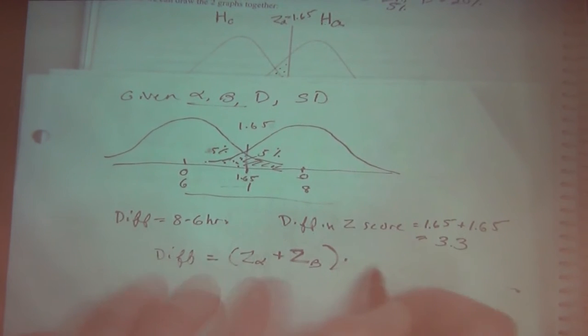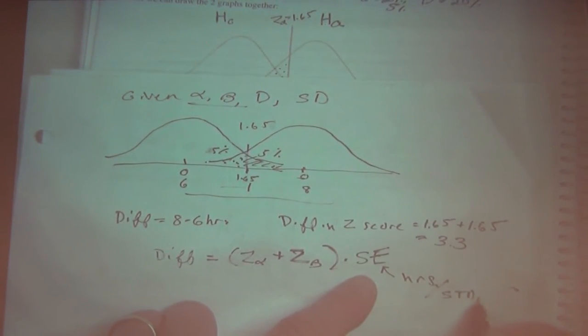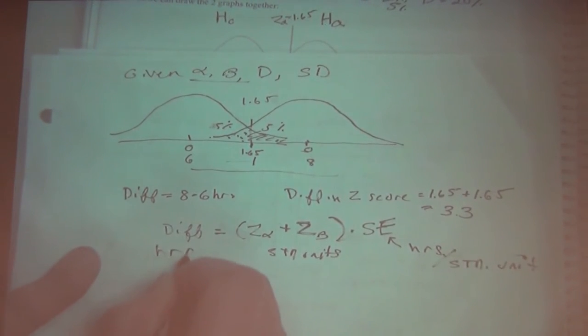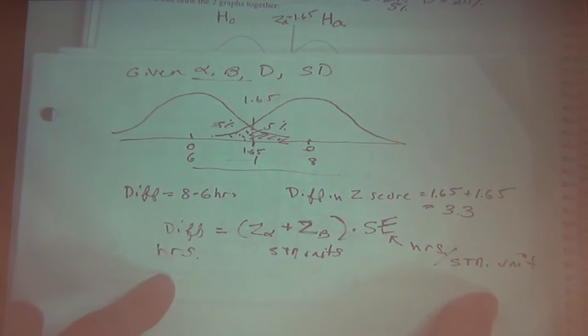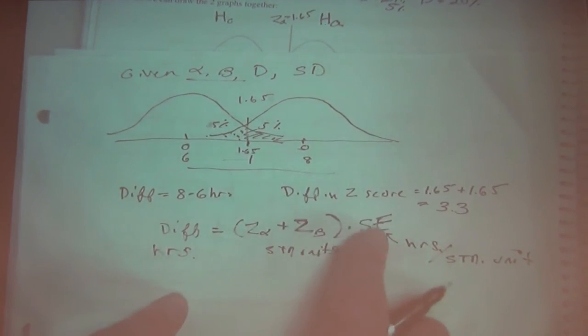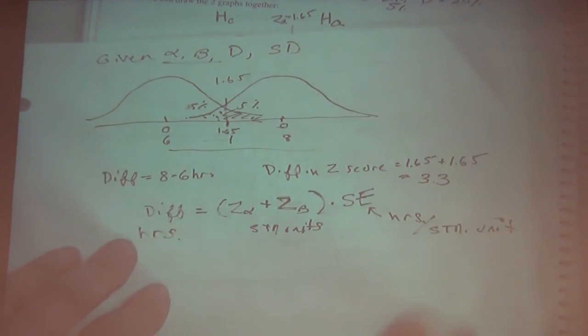Okay, so you have these two things. And then this is your conversion factor, your standard error. This is in hours per standard unit. This is always in standard units. And this is always like in hours or values. So you see how those cancel out? This changes it from standard units into hours. This is what you use. Does this make sense now? This is all you're doing.